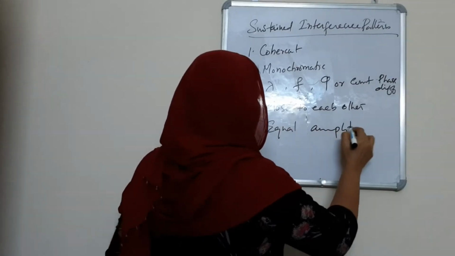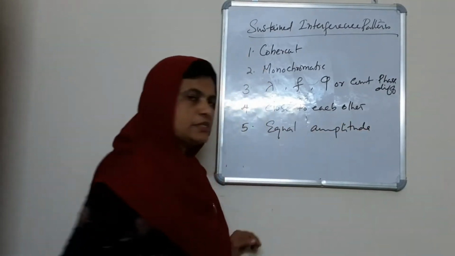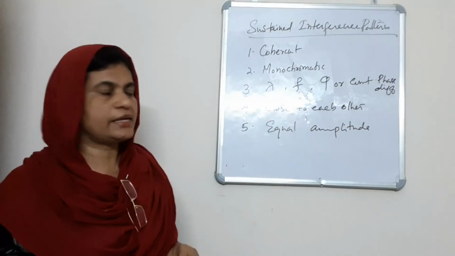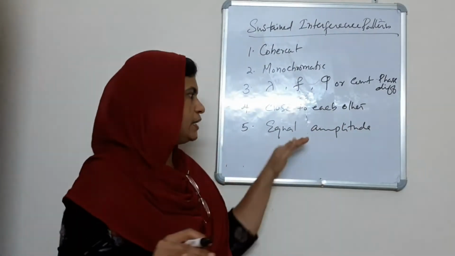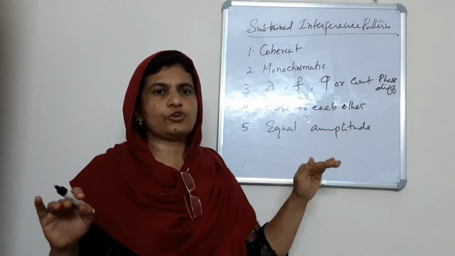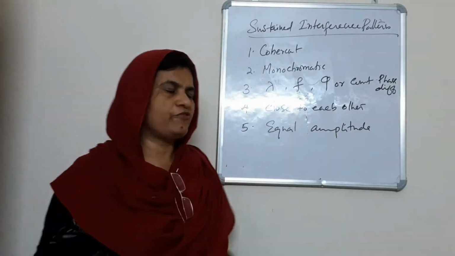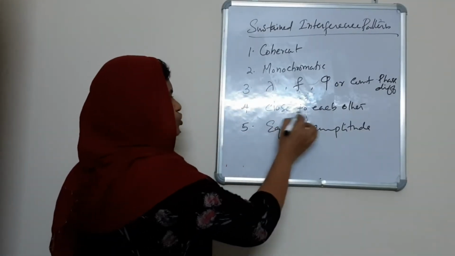If the amplitudes are not equal, the minimum we get will not be 0, it will be somewhat higher than 0. Therefore, to get a sustained interference pattern, the amplitudes of the two waves should be of the same value, equal amplitudes, and the sources close to each other.